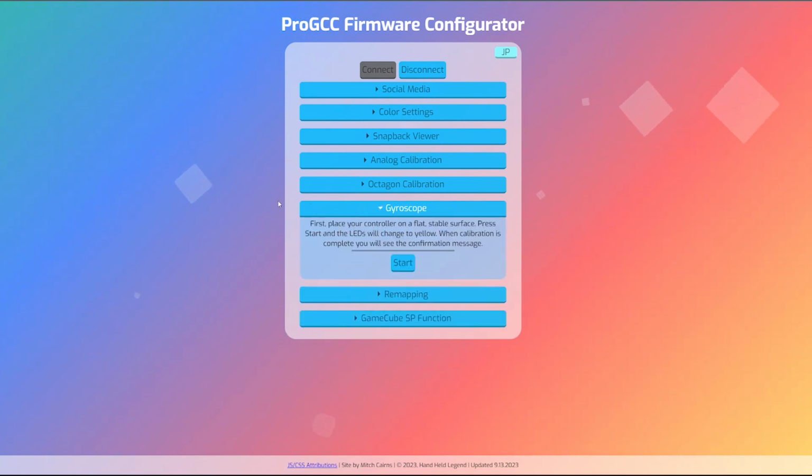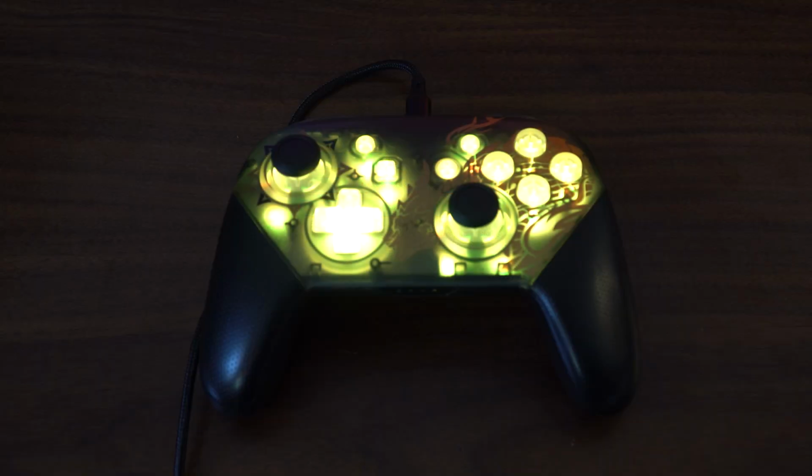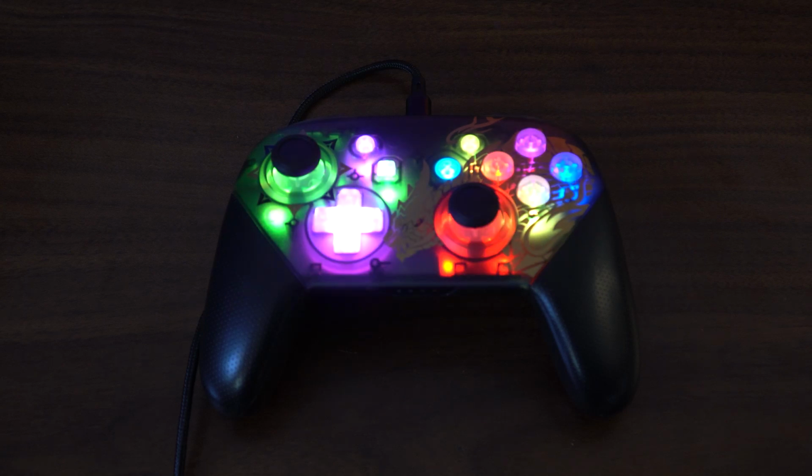Next up, we have our gyroscope settings. This is useful for games like Mario Kart, where you can steer by literally turning your controller. All this does is really calibrate the gyroscope. All you have to do is place your controller on a flat surface and press the Start button. The LEDs will turn yellow, and when calibration's done, you'll get a message saying that the settings are saved.